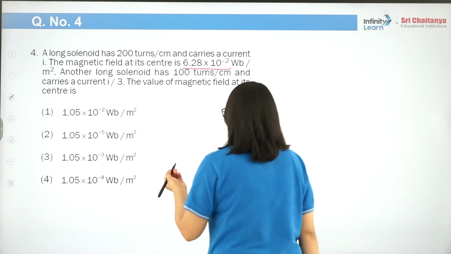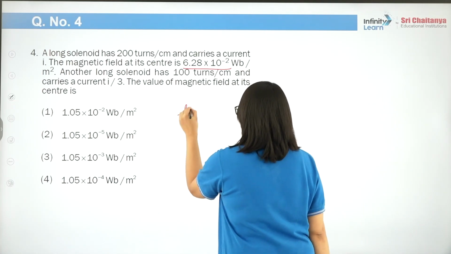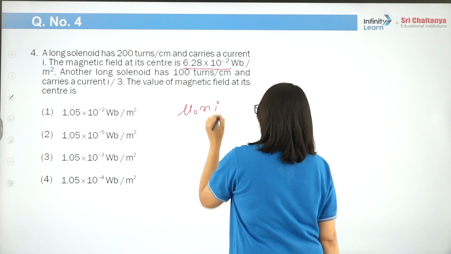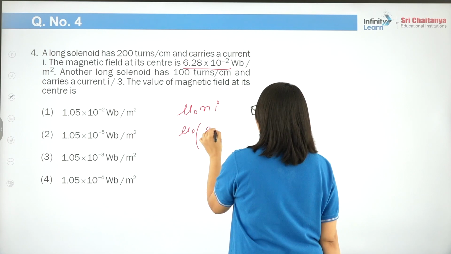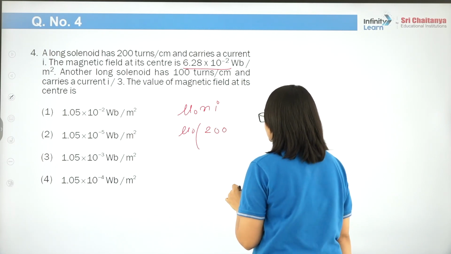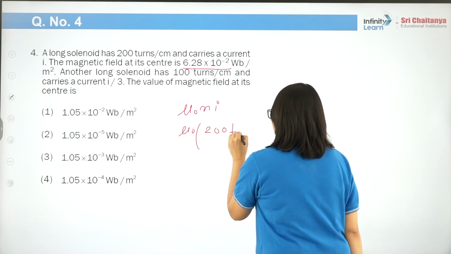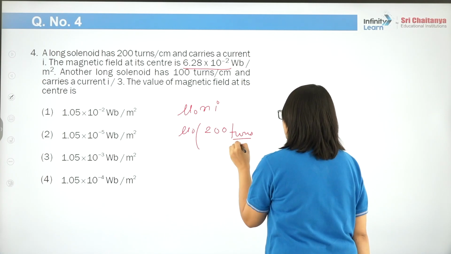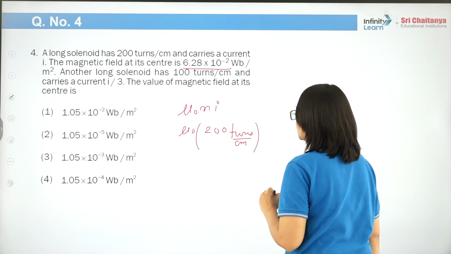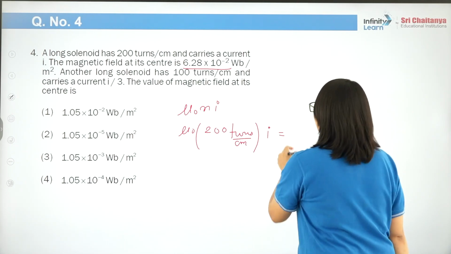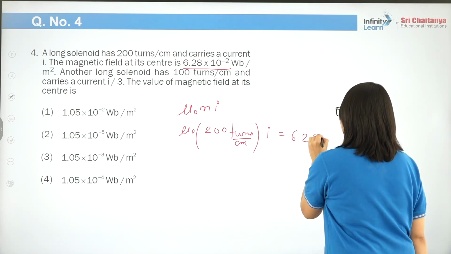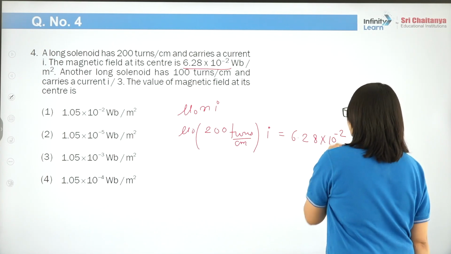Okay. So we have a long solenoid, so magnetic field formula is mu naught N I. Mu naught is mu naught, N will be 200 turns per centimeter. I am keeping it in turns per centimeter only because I will take the ratio. I is I, and this will be equal to 6.28 into 10 power minus 2.